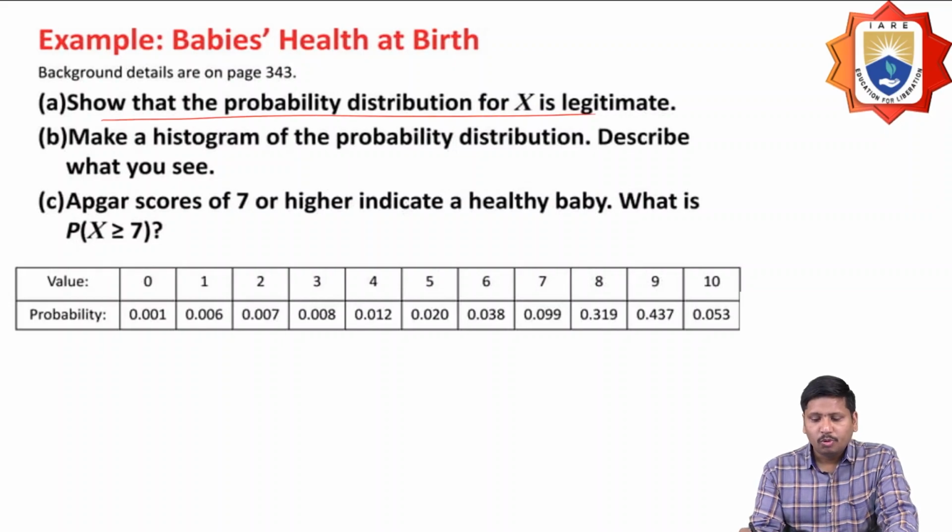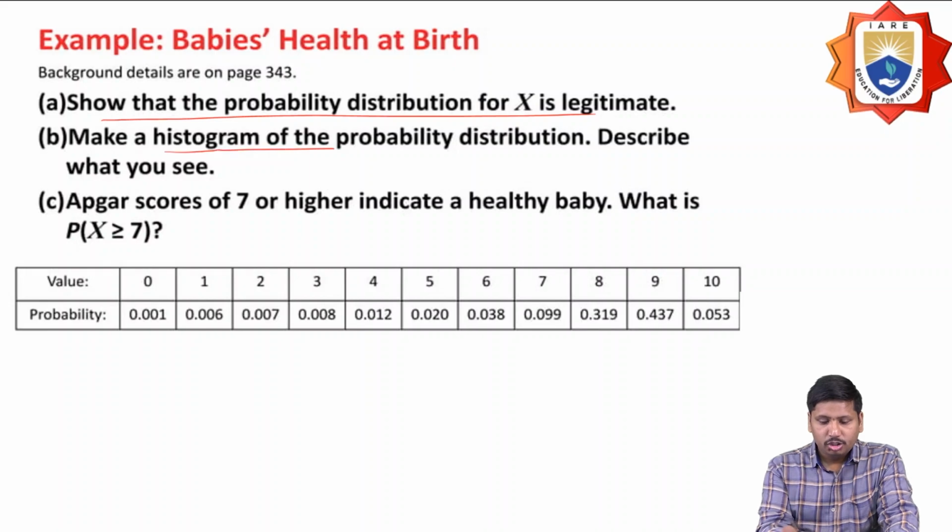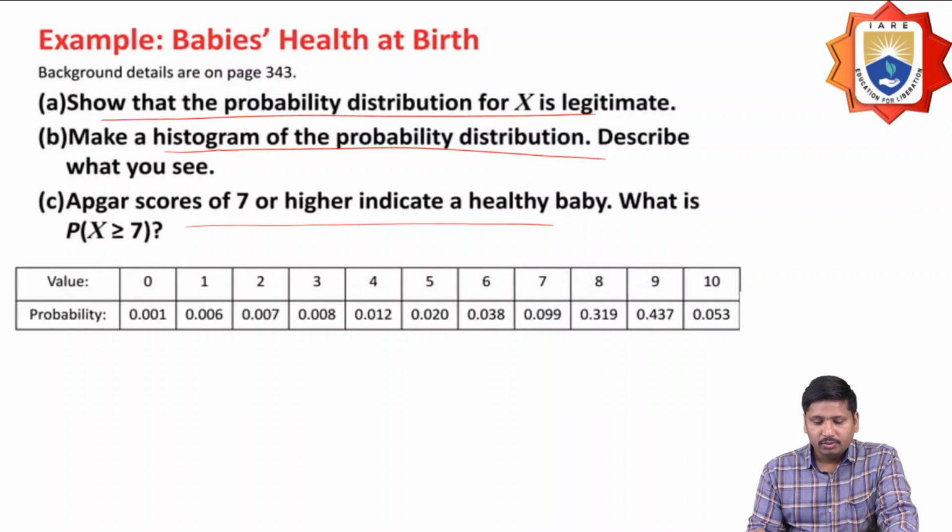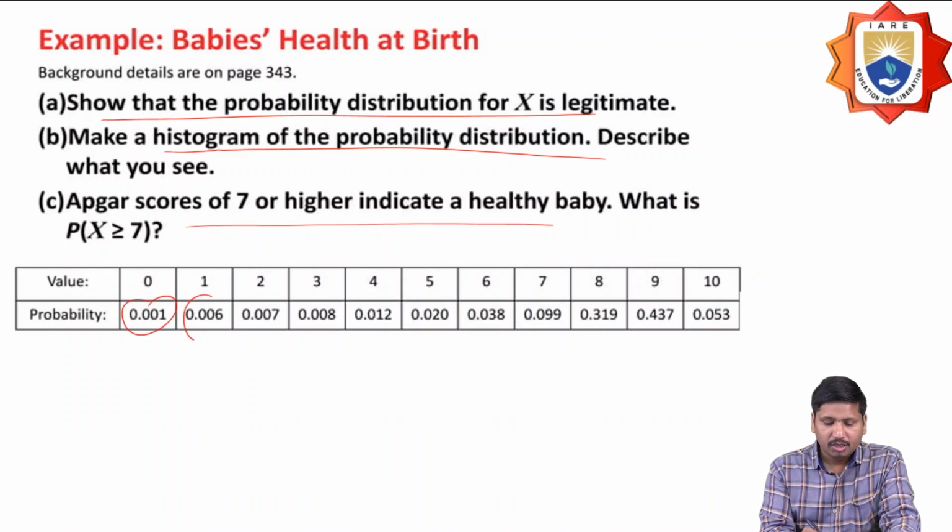Show that the probability distribution of X is legitimate, make a histogram of the probability distribution and describe what you see, and calculate the probability that X is greater than 7. Here we have a list of values from 0 to 10, and the probabilities are given. I want to find the probability that X is greater than 7.